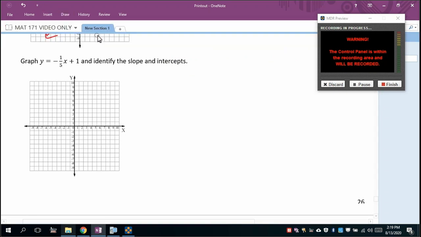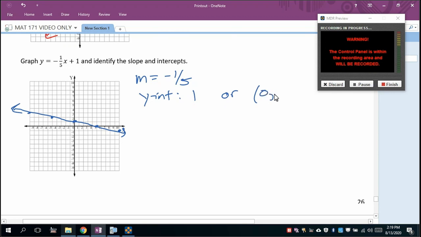Now for this next one, y equals negative 1/5 x plus 1, we start here at positive 1, then we go down 1 and over 5. Then we'll just do it again, and we can do the opposite pattern here, and this is what we get. So the slope is negative 1 over 5. The y-intercept is at positive 1, or 0, 1. The x-intercept is at 5, or 5, 0.